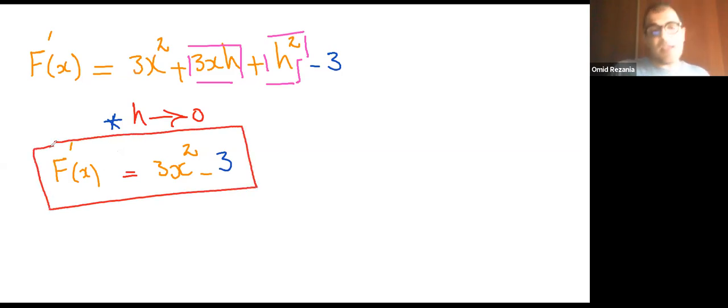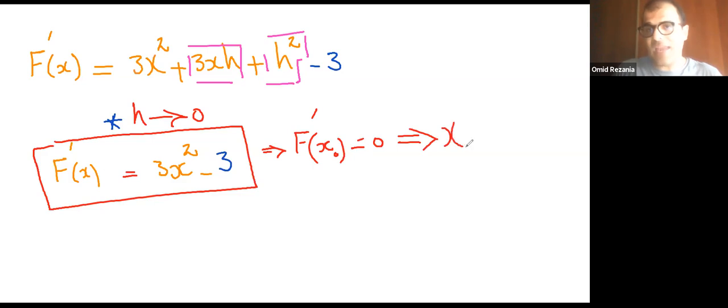Why? Because if I find the roots of these ones, because if I can show that, I can find some points like x naught, that f prime of x naught is going to be 0, I can conclude that x naught, the roots of this equation, is essentially the crazy point or the critical point.